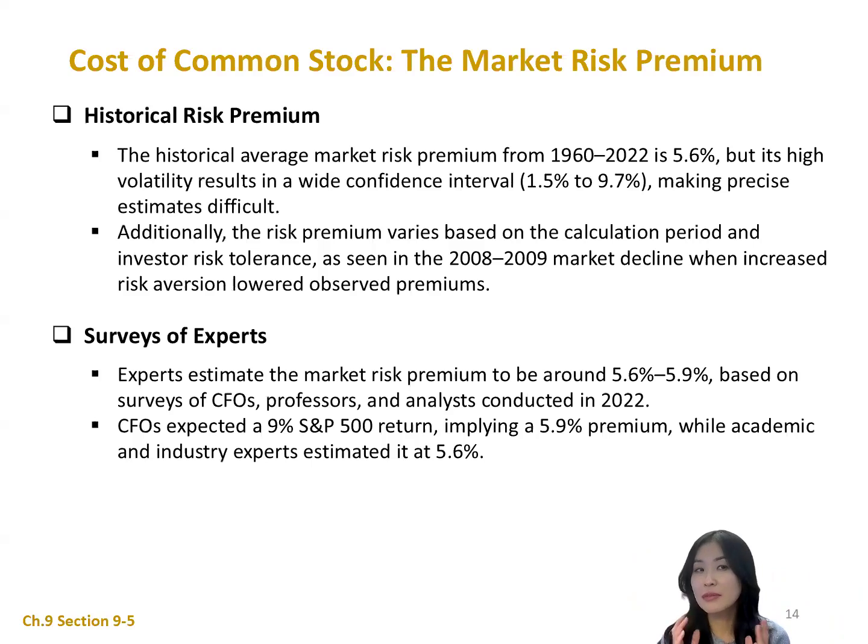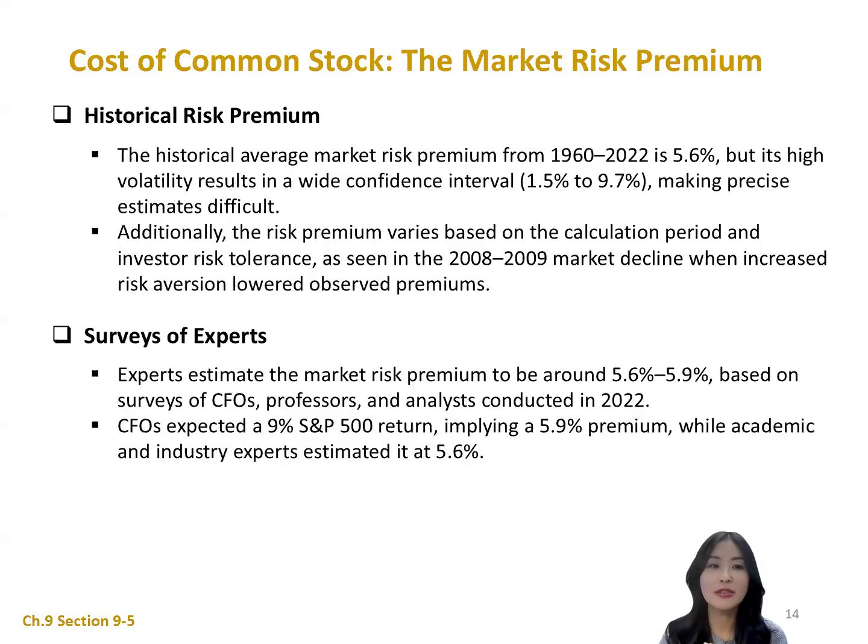The risk premium is highly sensitive to the time period analyzed. Different periods reflect different market conditions and investor risk tolerances. For example, from 1960 to 2022, the estimated risk premium was 5.6%. But if we look at the period from 1986 to 2022, the premium increased to 7.3%. This variation highlights the challenge of using historical data to predict the future premium.